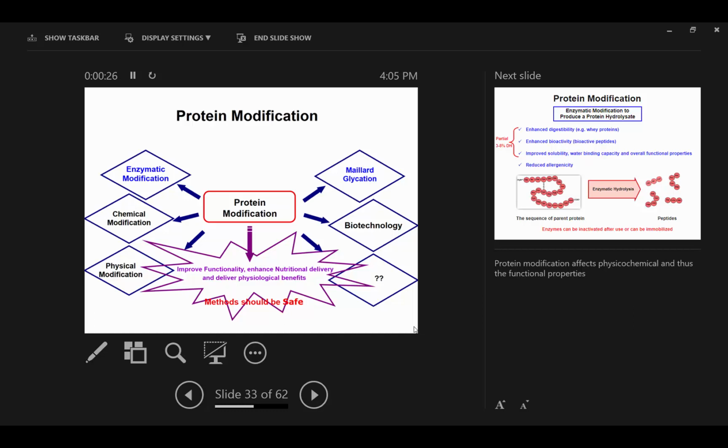Alright, let's get started. Well, happy Valentine's for those that are going on a date and not going on a date. Okay, so it's going to be a very romantic topic today, dear to my heart, protein modification.